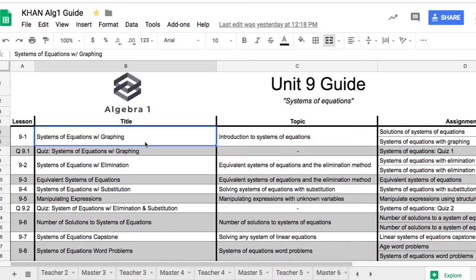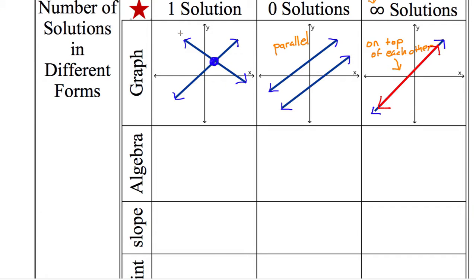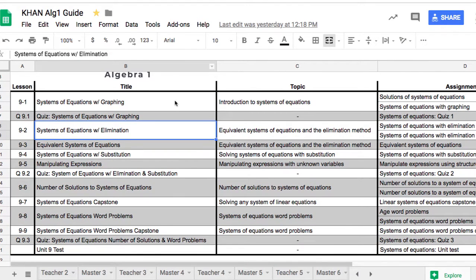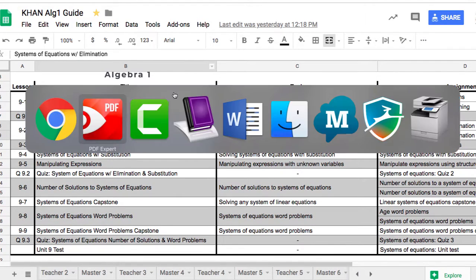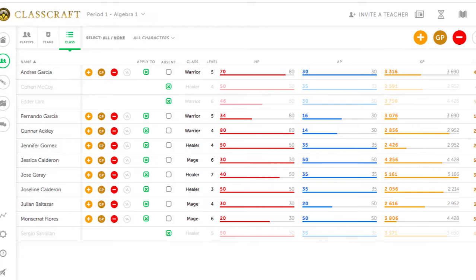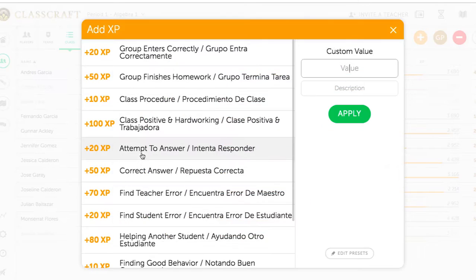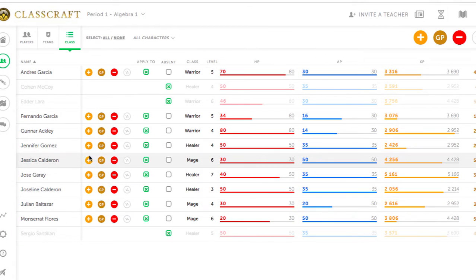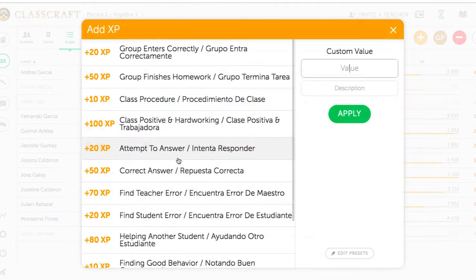Josie, go for it. Elimination. There it is. Yeah, that was lesson 2, elimination. And what was our last one that we just learned? Gunnar. Substitution. Yeah, Josie, Gunnar, please turn your cards. Gunnar's right there, and Josie is right there.